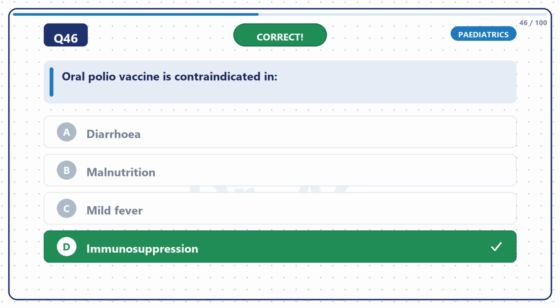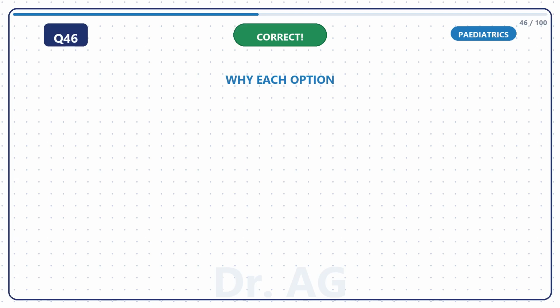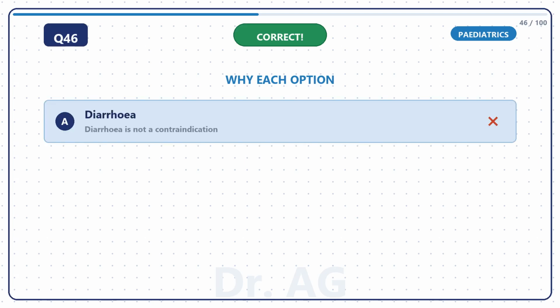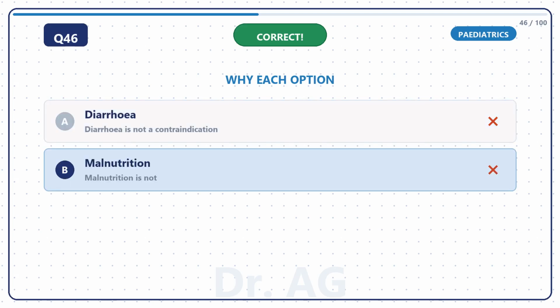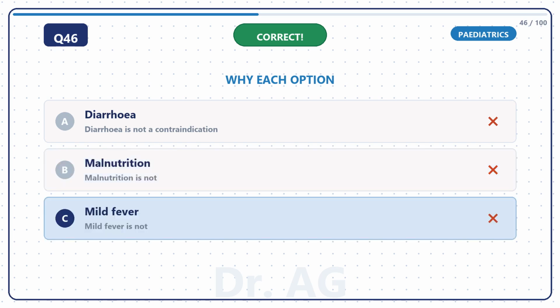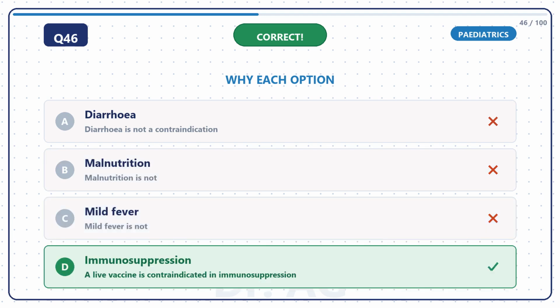The correct answer is option D, immunosuppression. Let's go through the options. Diarrhea is not a contraindication. Malnutrition is not. Mild fever is not. And the correct answer is immunosuppression. A live vaccine is contraindicated in immunosuppression. So, the right answer is option D.